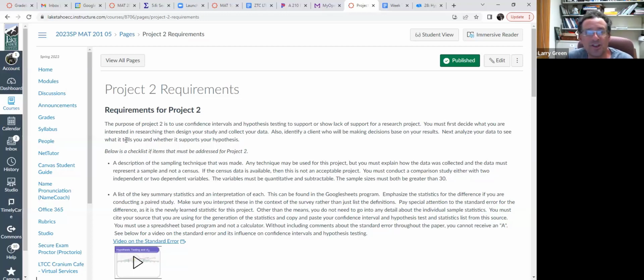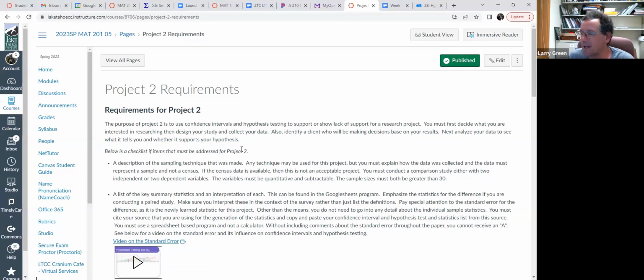You must first decide what you're interested in researching, then design your study to collect the data. Also identify a client who will be making the decisions based on your results. Next, analyze your data to see what it tells you and whether it supports your hypotheses. Any questions on that?